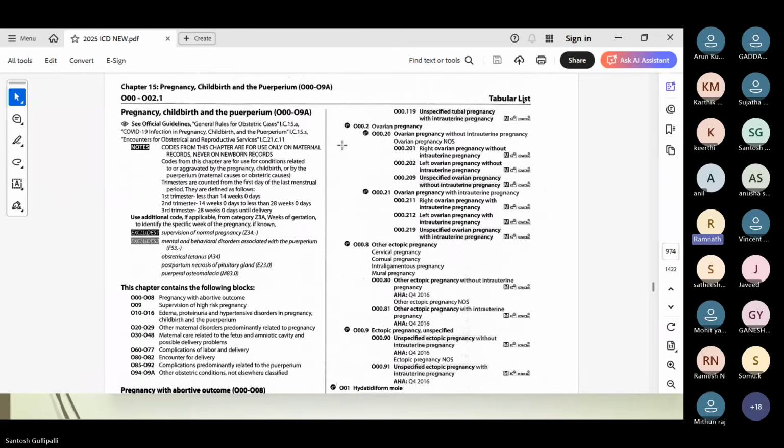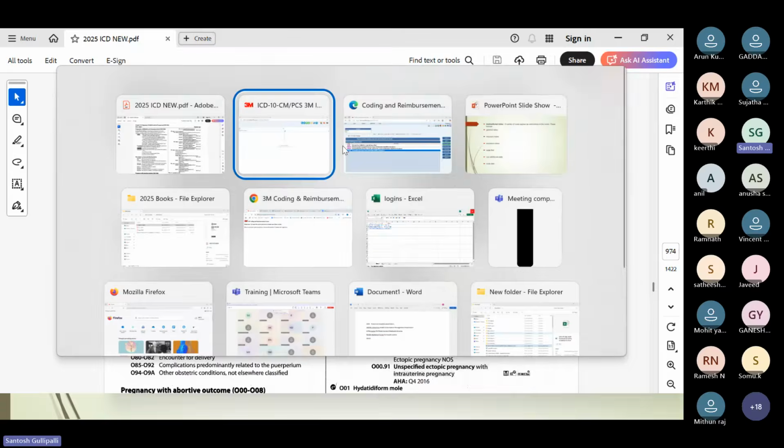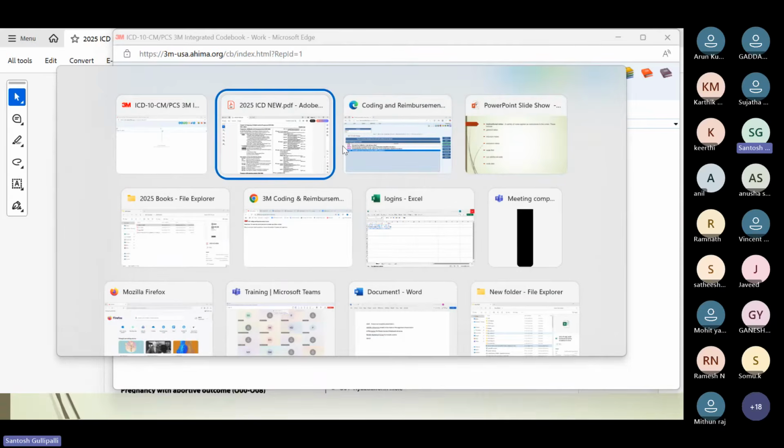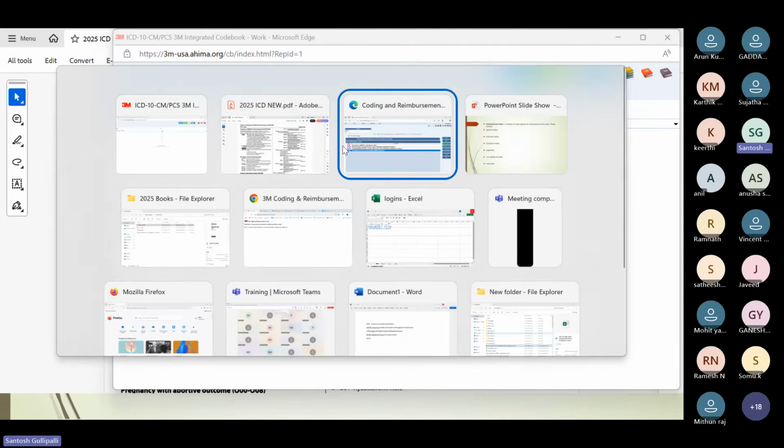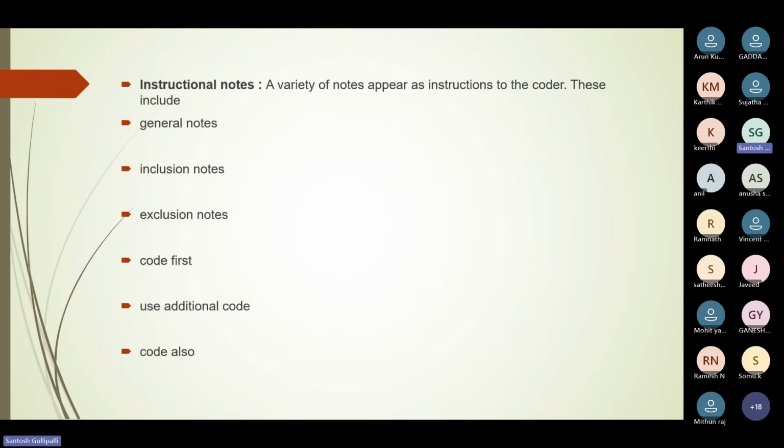Yes, sir. Okay, so that is the general note. Basically these instructions are for learning in the initial stage only. After you have some experience, these are not mandatory, but these are the basics you should learn first. If you have strong basic knowledge, you can definitely learn ICD-10 coding very easily.